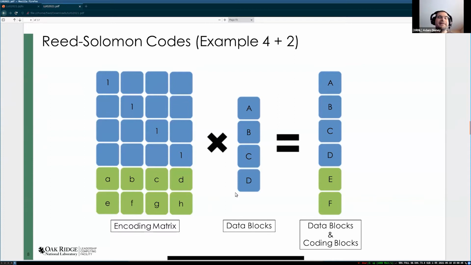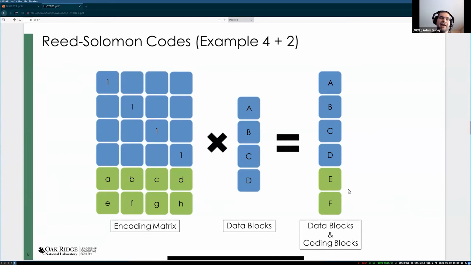And these constants, these lowercase letters here, are picked with care, but it doesn't really matter to understand exactly how you pick those. Just know that they are chosen with care and you can generate those easily. And when you do this matrix multiplication, you end up with your coding blocks that you need.